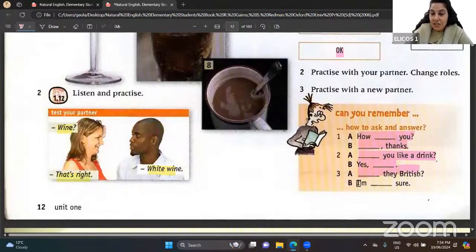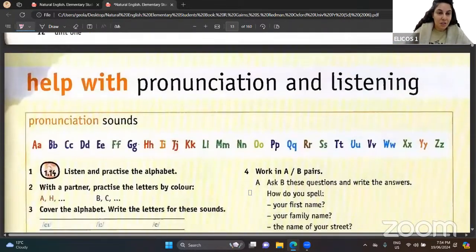Are they British? I'm not sure. So remember the negative. If you don't know, another way to say I don't know is I'm not sure. Okay, so that's more common. We say I'm not sure.